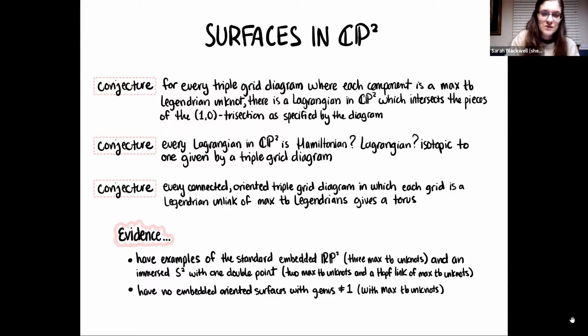I have examples of the standard embedded RP2 and an immersed S2 with 1 double point. And I also have not found any embedded oriented surfaces with genus not equal to 1. So that's good. That's what you would expect. So this is what I've been thinking about. But there's lots of other things you could do with these triple grid diagrams.